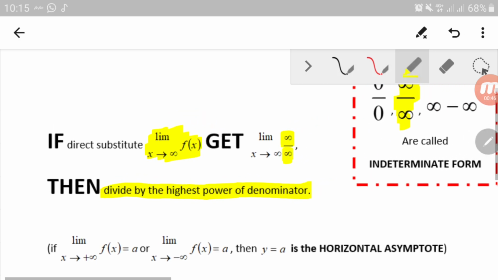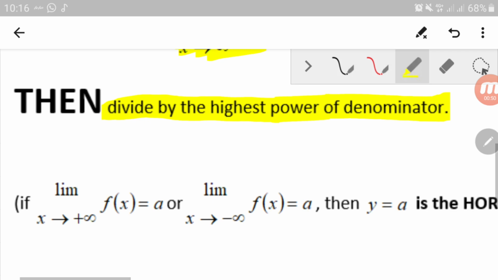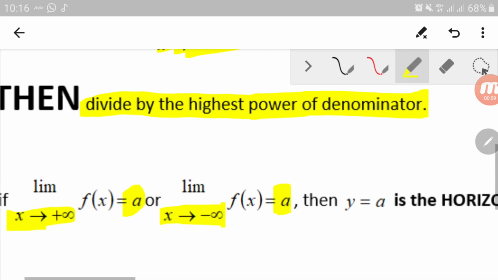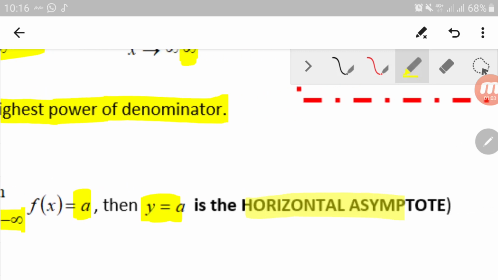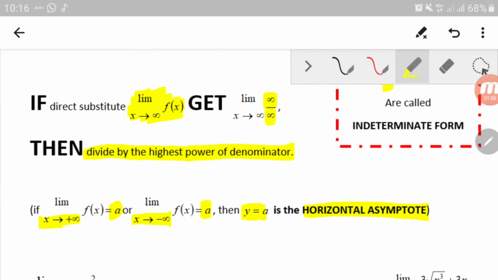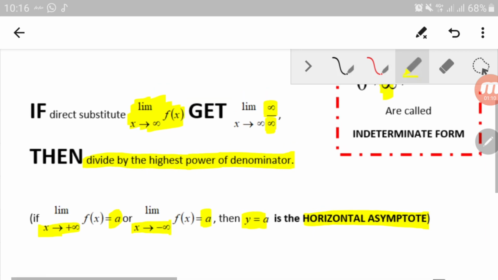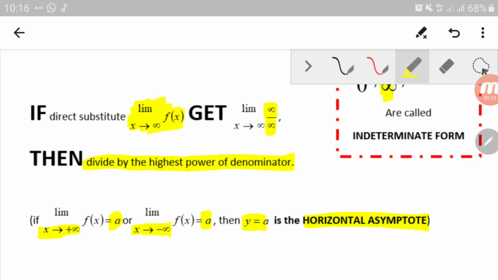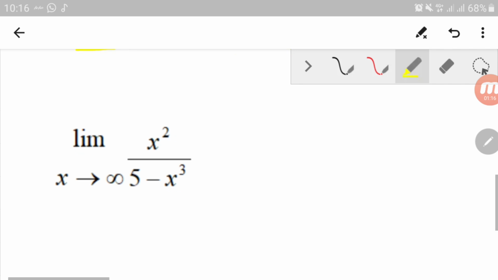And then what do we get from that is, when the limit of f(x) as x approaches infinity or minus infinity is equal to a certain number a, then y equals a is the horizontal asymptote. So that is the additional information if we get a constant number after we find the limit for this form. So let's get started with the first example.